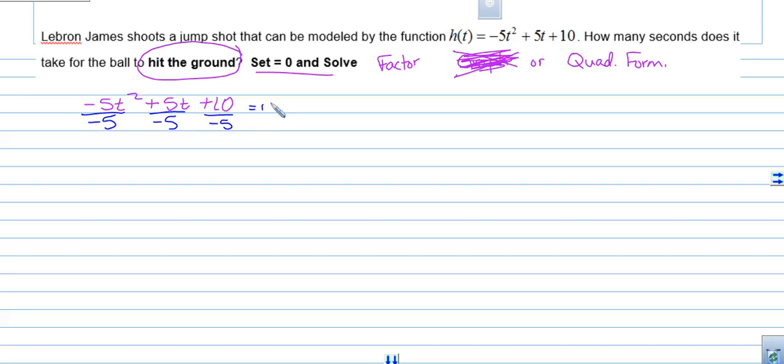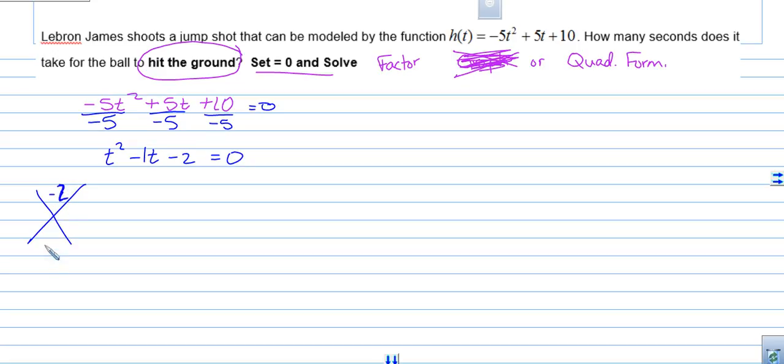Okay, and remember, you want to set it equal to 0. Okay? This gives us a t squared. This gives us a negative 1t, or negative t. And this gives us a negative 2 equals 0. Okay? And then I'm going to do an x. I need something that gives me 1 times negative 2, which is negative 2.